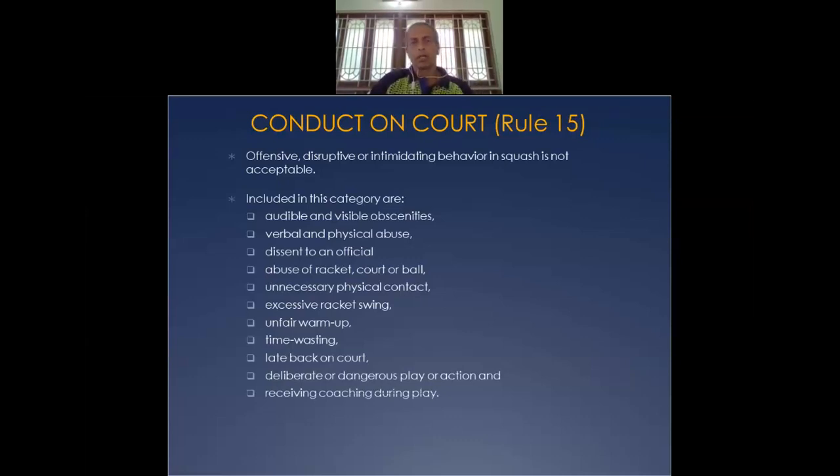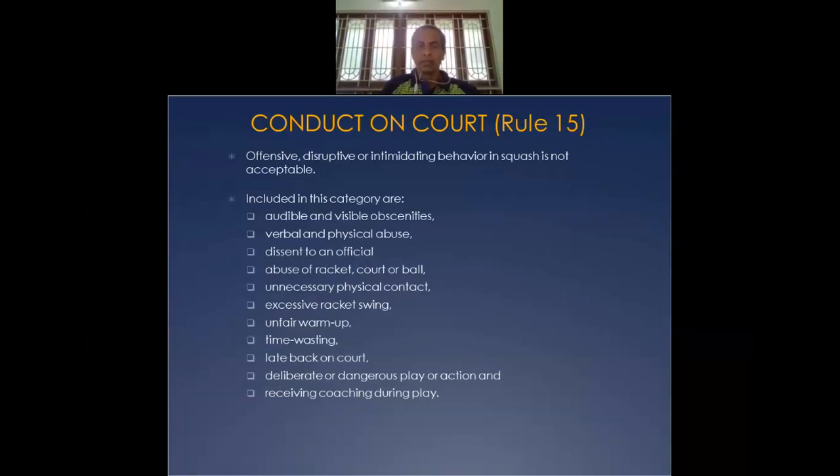Okay, so audible and visible obscenities, you know very well. Sometimes the players use an expletive on court, be it abusing themselves for a bad shot or whatever it is. If it is audible or visible, he might show it. He might be unhappy with himself and he might curse. So that is not acceptable. Verbal or physical abuse of the official or anybody outside the court, anything like that has to be penalized.